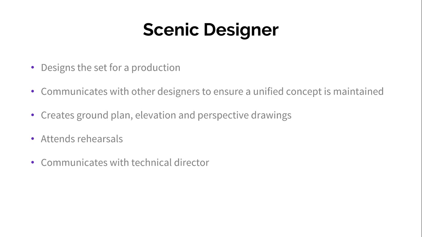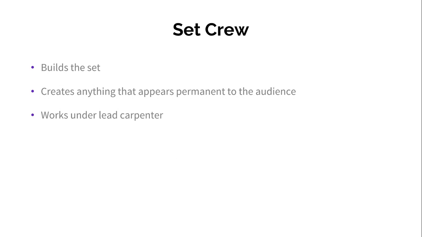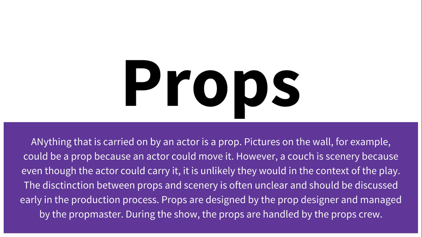So the scenic designer designs the set for the production. They communicate with the other designers to ensure a unified concept is maintained. They create ground plans, elevation, perspective drawings. They attend rehearsals, and they communicate with the technical director. The lead carpenter interprets and articulates the scenic documents, builds the set and anything that appears permanent to the audience with the set crew. They oversee the set crew, and they report to the technical director, who ensures that the set is safe. The set crew builds the set, creates anything that appears permanent to the audience, and works under the lead carpenter. Last department we have is props.